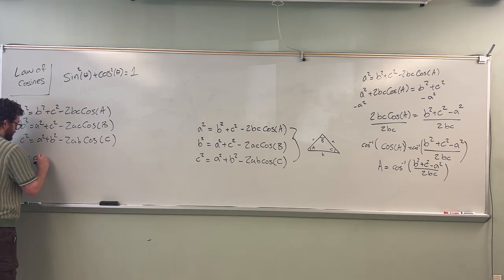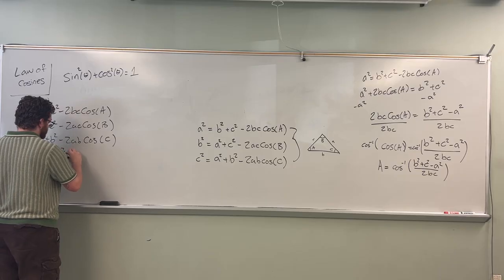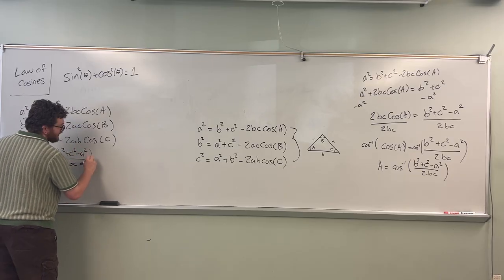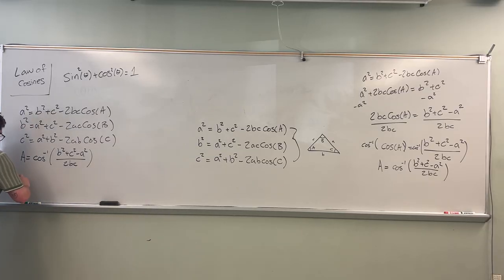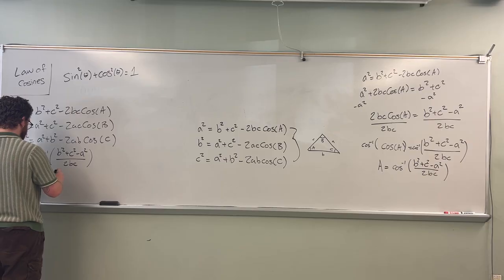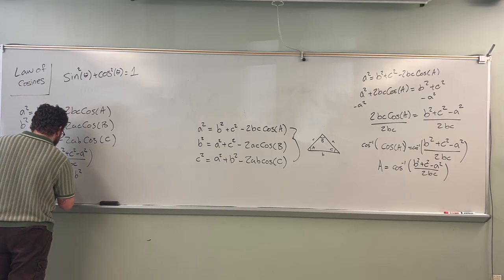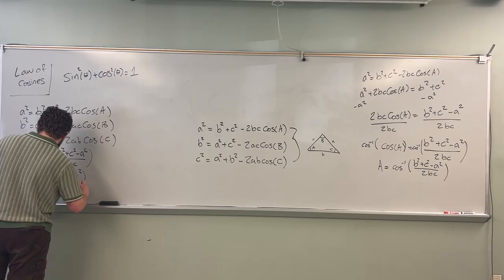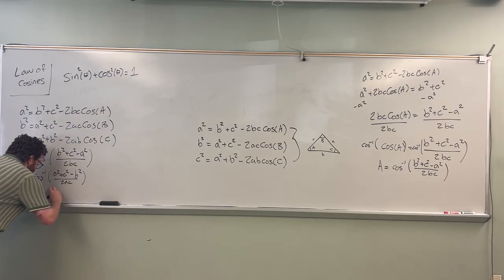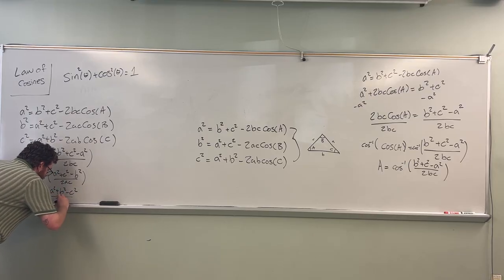A is the inverse cosine of b squared plus c squared minus a squared over 2bc. B is the inverse cosine of, I picked the other two, so a squared plus c squared minus b squared over 2ac. And C is equal to the inverse cosine of a squared plus b squared minus c squared over 2ab.